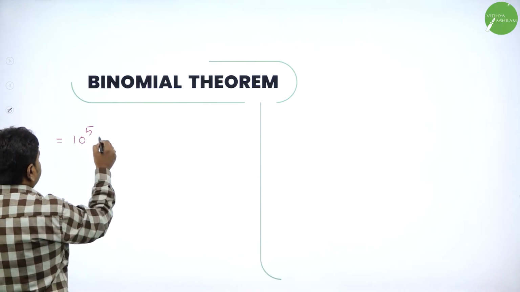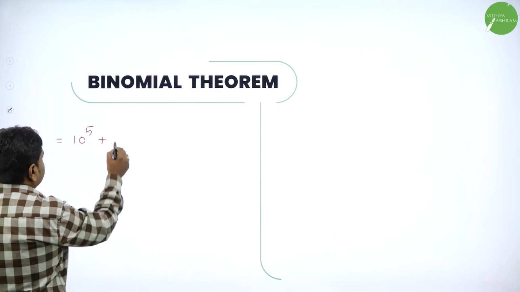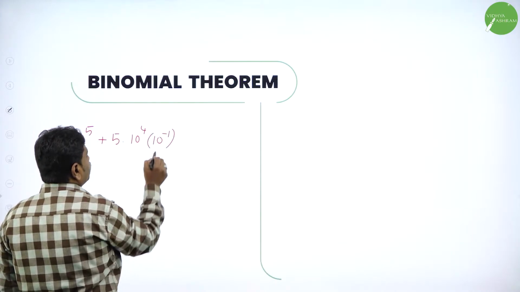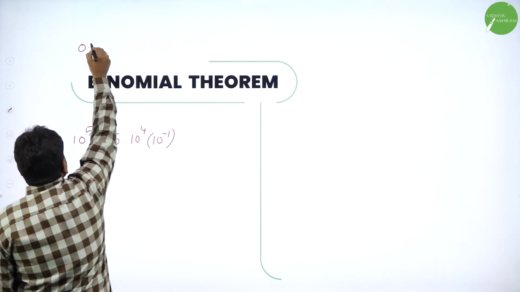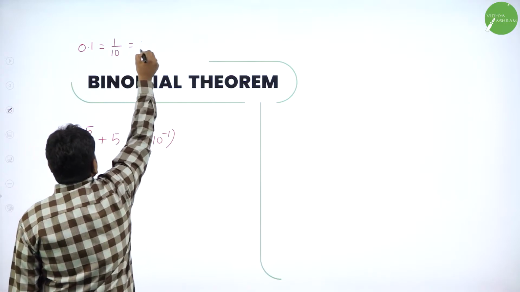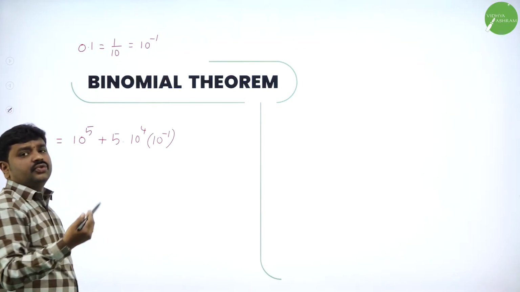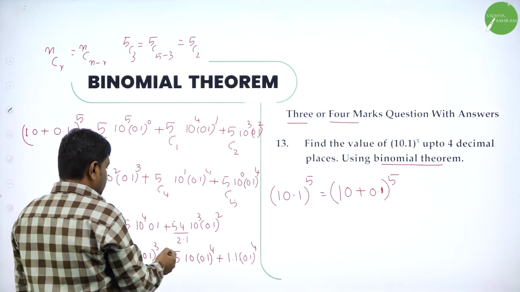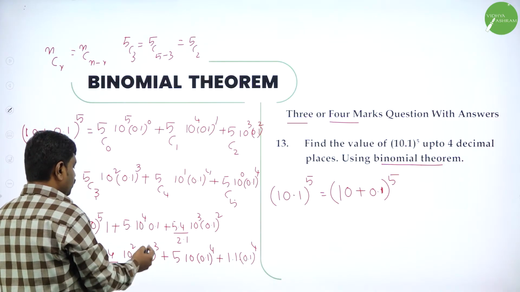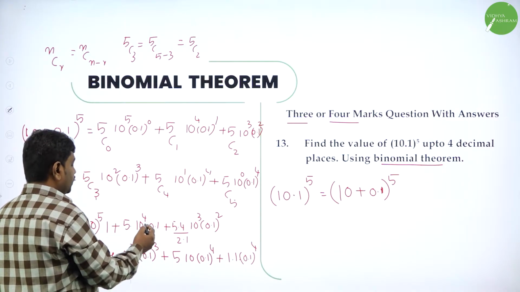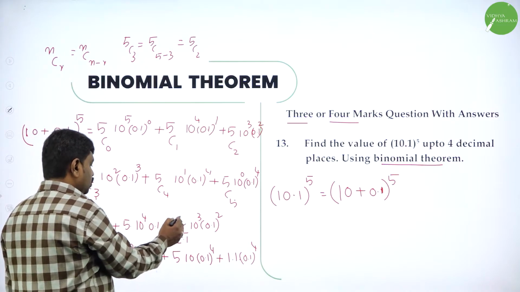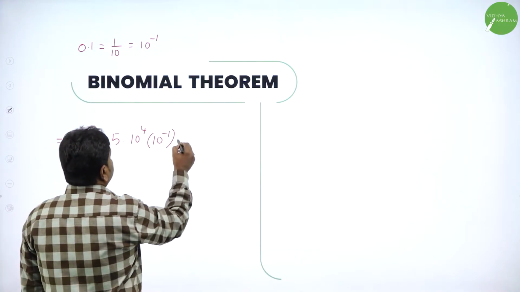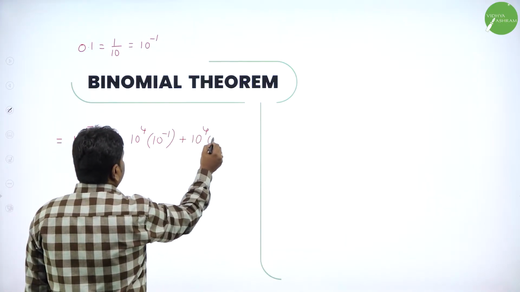Plus 5 into 10 power 4 into 0.1, 0.1 means 10 power minus 1. 0.1 in maths can be written as 1 by 10. 1 by 10 can be written as 10 power minus 1, so that it reduces. It helps you to use law of indices and reduce the problem. Then we have, I can simplify this. 10c2 we have 0.1. 0.1 is 10 power minus 1. 2 ones are 2, 2 twos are 5 twos are 10. 10 into 10 power 3 becomes 10 power 4.